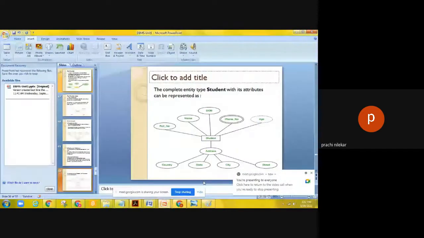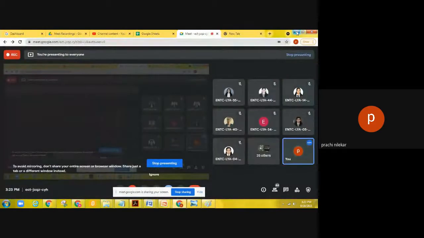Then phone number. Phone number is in a double oval. Why? What's the type of the attribute? Multi-valued. Yes, correct. What's your good name? Pallavi Ritul. Okay.